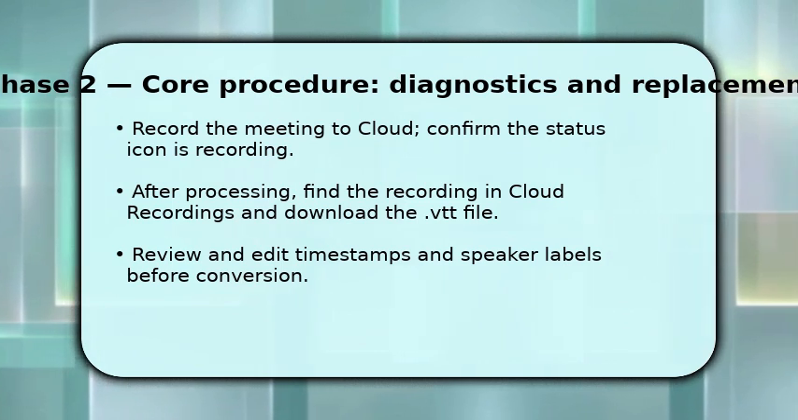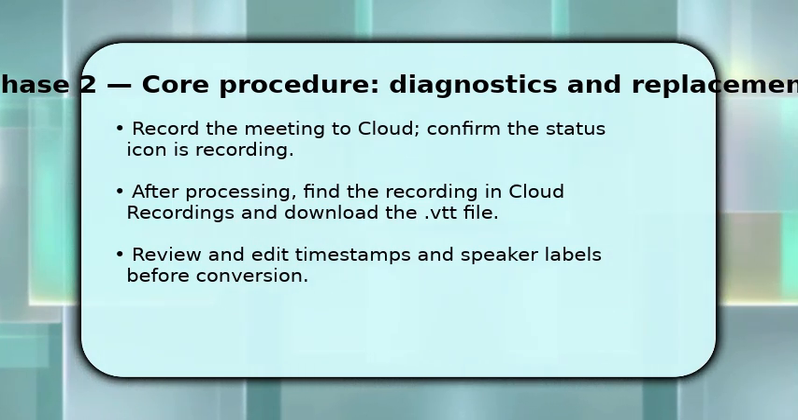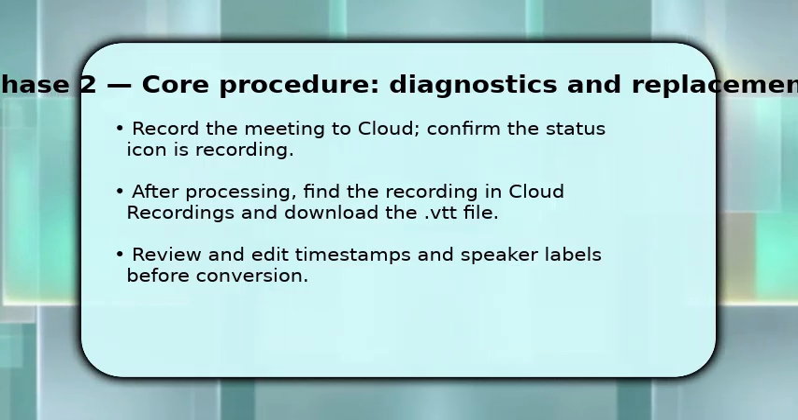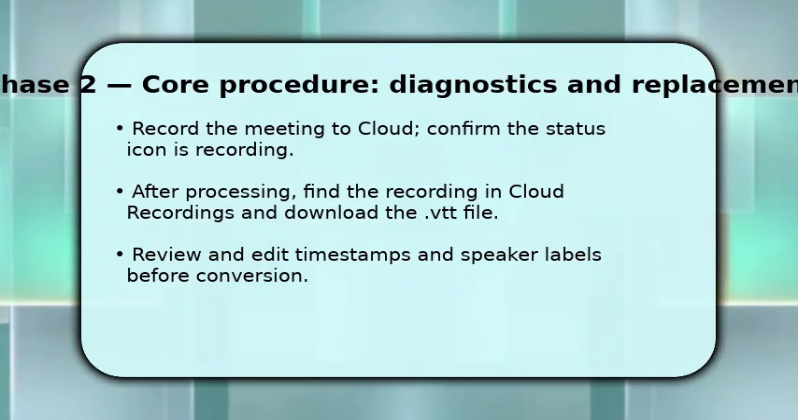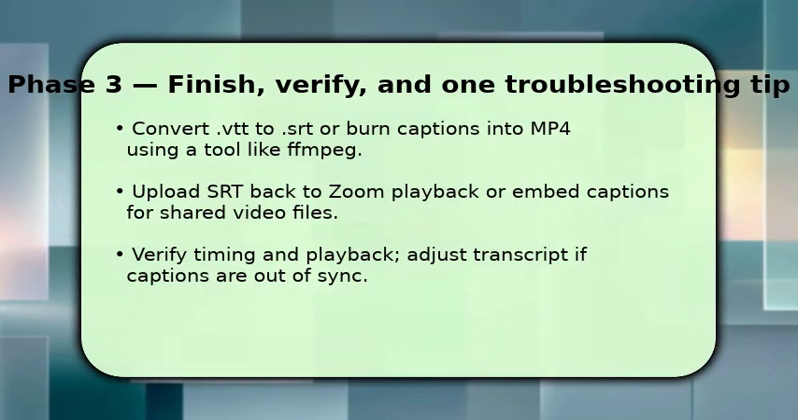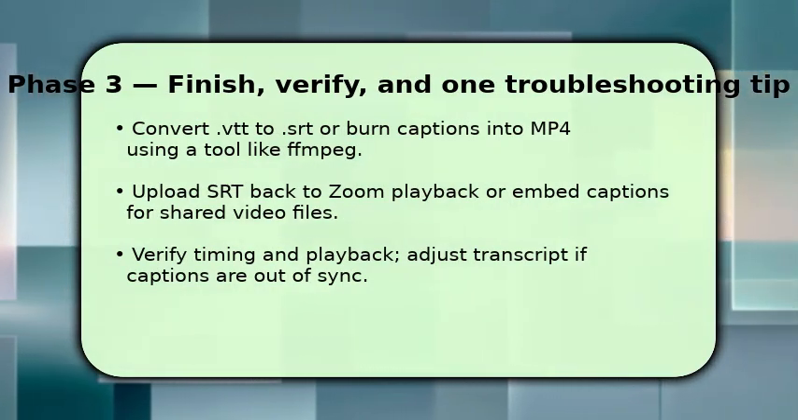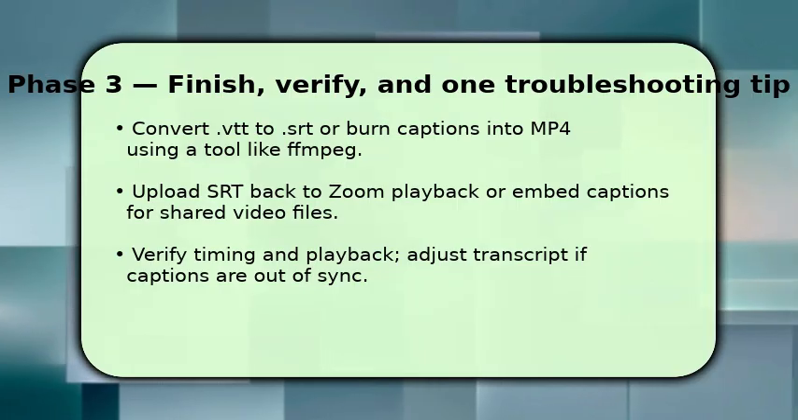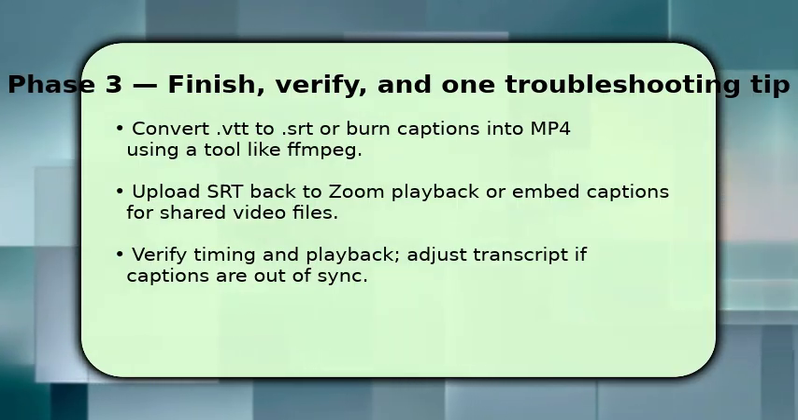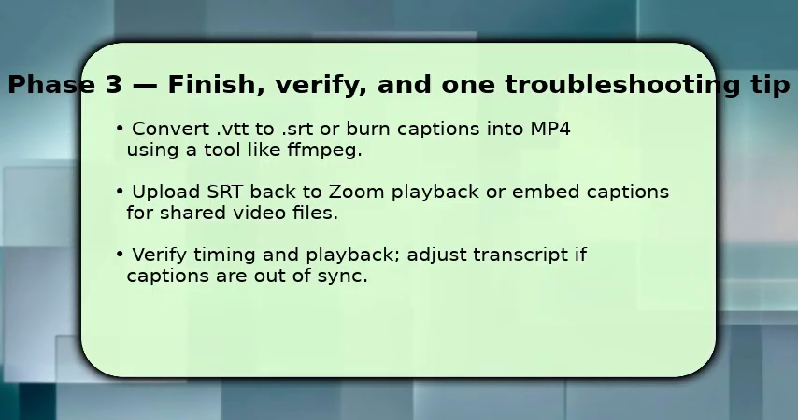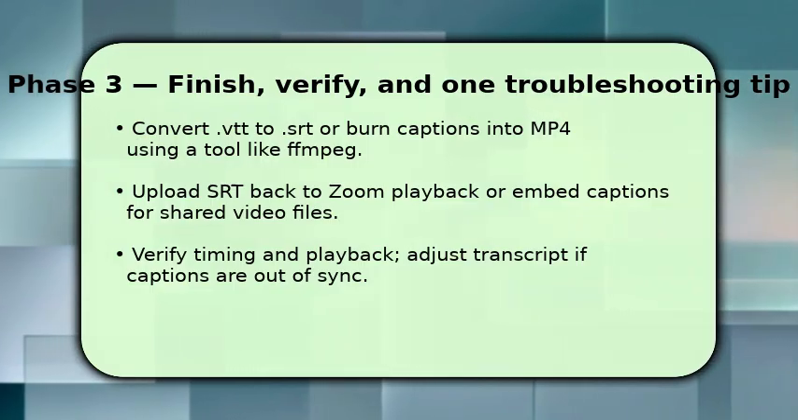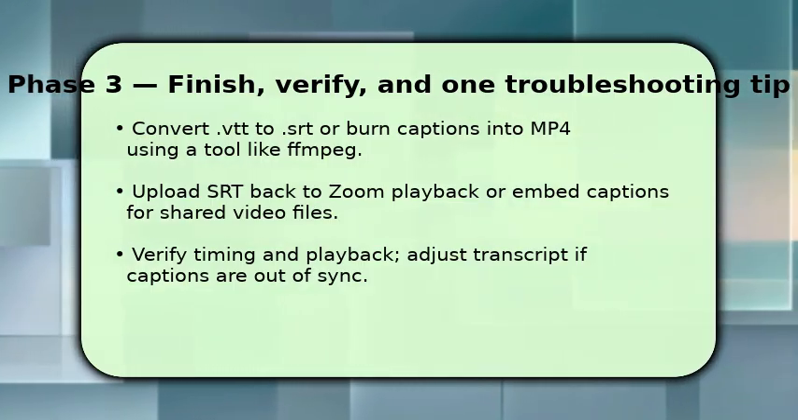You convert the edited VTT to SRT if your player requires it, or use a tool to hardcode captions into the MP4 for universal playback. For example, utilities like FFmpeg will burn subtitles into the video. Once converted, upload the SRT to Zoom's cloud playback page or provide the captioned MP4 to viewers.